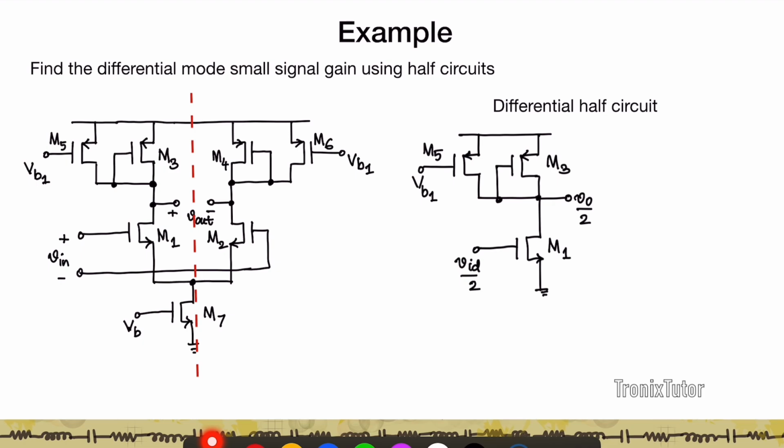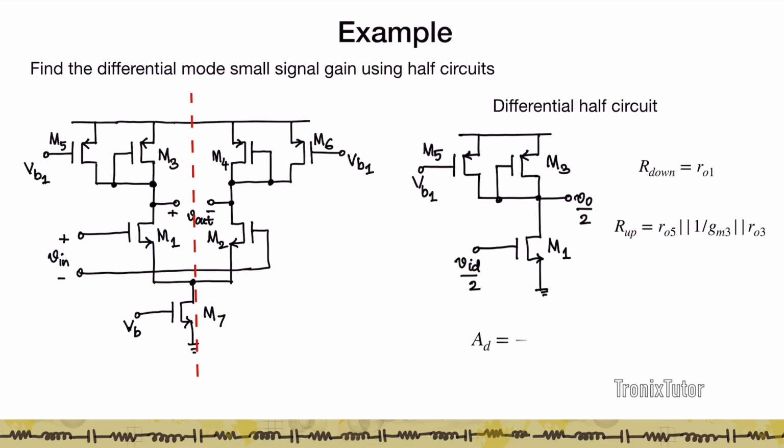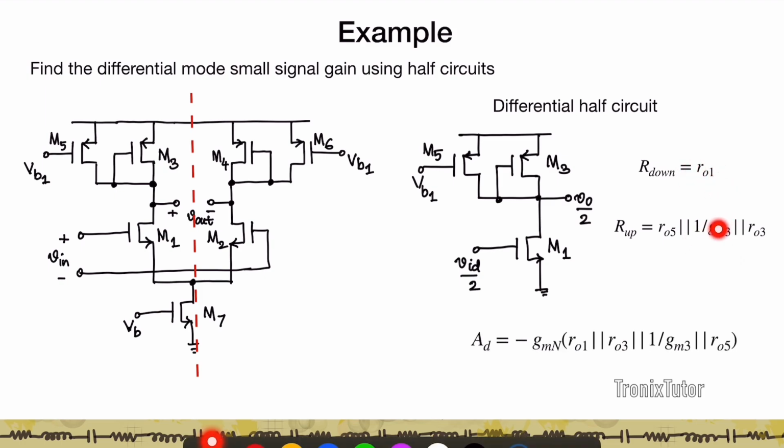Now again you know how to calculate the gain of this. R down is RO1. To calculate R up, I'm looking into the drain of M5 and also into the diode-connected drain of M3. So the total up resistance is RO5 parallel 1 by GM3 parallel RO3. The total output resistance is going to be the parallel combination of the two, and therefore the differential gain is given by minus GMN into RO1 parallel RO3 parallel 1 by GM3 parallel RO5.